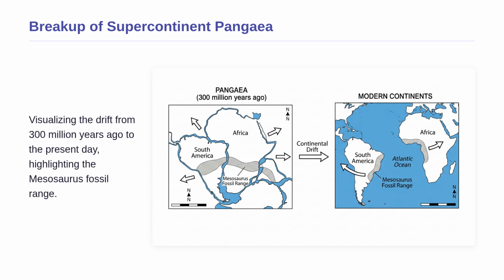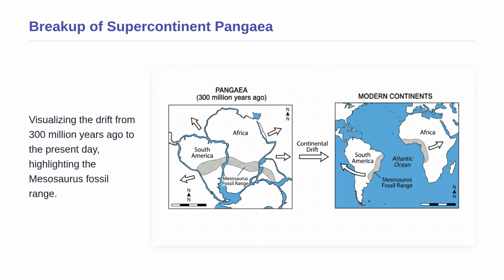Before we move on to the mathematics, let us see this with a concrete visual example. On the screen, you are looking at a comparison of Earth 300 million years ago versus today. On the left, you see the supercontinent Pangaea. Notice how South America and Africa are snugly joined. The shaded band across them represents the region where Mesosaurus fossils are found.